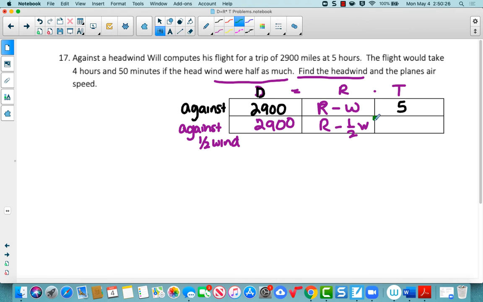We want to be really careful with the time because it says 4 hours and 50 minutes. 4 hours and 50 minutes does not mean 4.5. It does not mean 4.5. And if you try to convert it, it becomes 4 hours and 50 over 60 because 50 minutes is a fraction of an hour, which is 4 and 5/6.